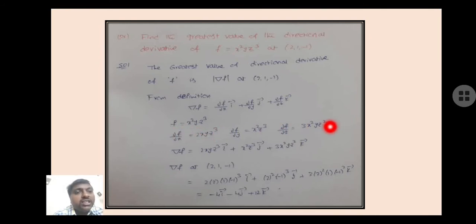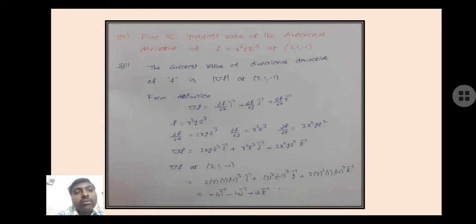So now I am replacing these partial derivatives in the gradient. I am getting del f. Del f is equal to 2xy z cube i bar plus x square z cube j bar plus 3x square y z square k bar. Now I replace the given point 2, 1, minus 1 in the gradient. Now I am calculating del f at 2, 1, minus 1. It is enough to replace x equal to 2, y equal to 1 and z equal to minus 1. By replacing these values, I am getting minus 4 i bar minus 4 j bar plus 12 k bar.